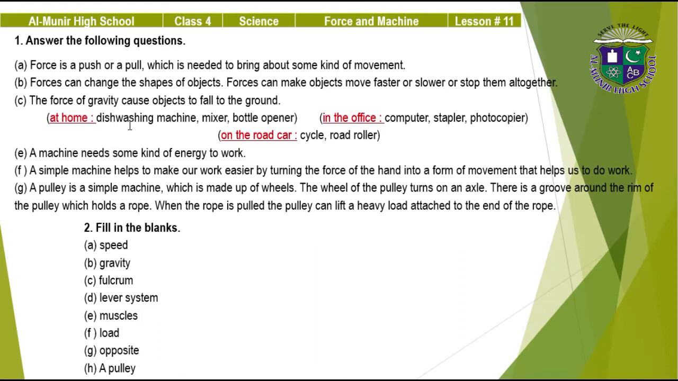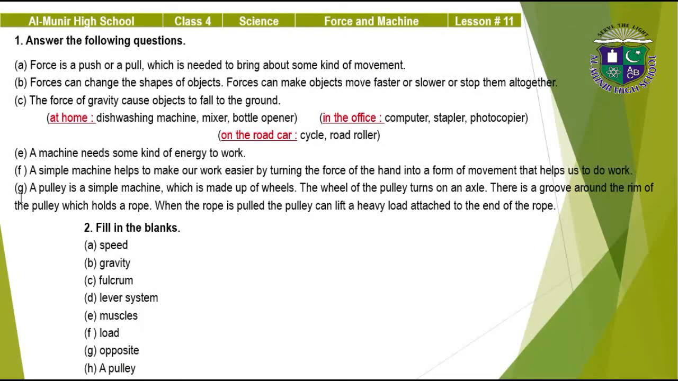At home, dishwashing machine, mixer, bottle opener are the examples of machines. In an office environment, computer, stapler, photocopier are the examples. On the road, car, cycle and road roller are the examples. Part E, answer is, a machine needs some kind of energy to work. Part F, a simple machine helps to make our work easier by turning the force of the hand into a form of movement that helps us to do work.